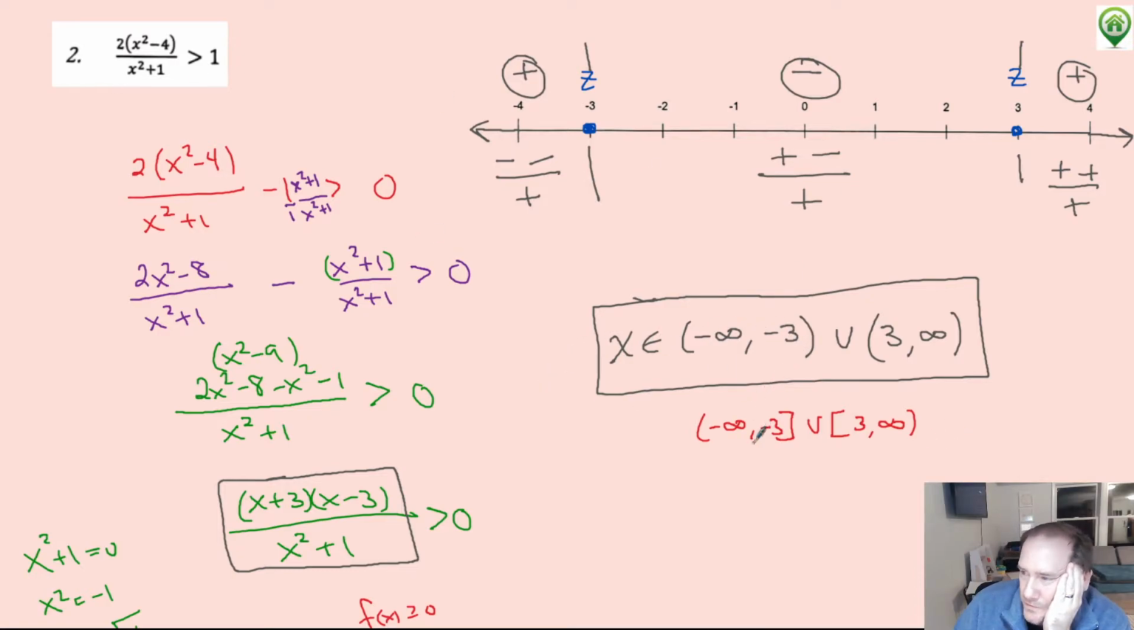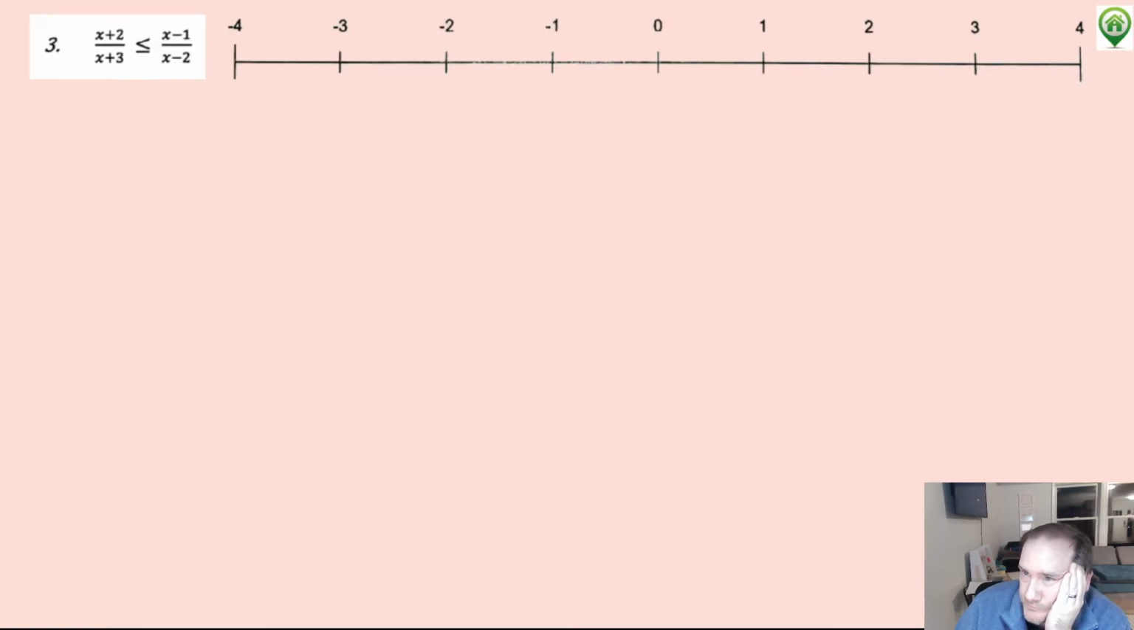So that's 2. Moving on to 3. All right, here's 3. 3 seems like more of the same.